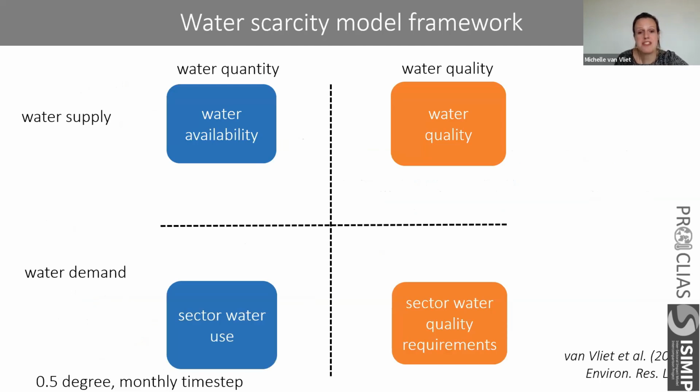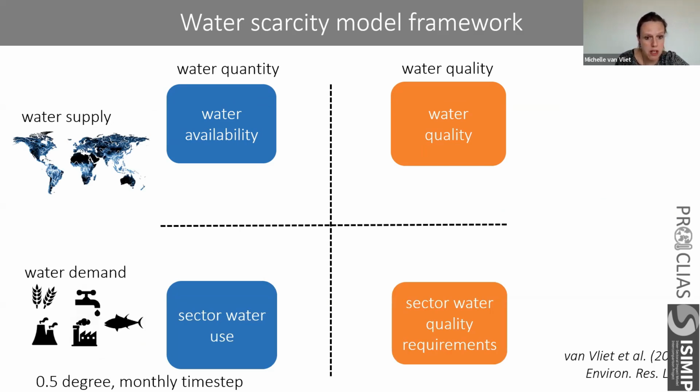So in terms of implementing this concept, we worked on developing a globally applicable water scarcity framework, which considers water supply versus demand from both a water quantity and a water quality perspective. In terms of the implementation, we use here global gridded simulations of water availability from different global hydrological models, also to account for impacts of model uncertainties. And we also use from those models simulations of sector water use from the main water use sectors, so focusing on water withdrawal, consumption, and also the return flows from those sectors.